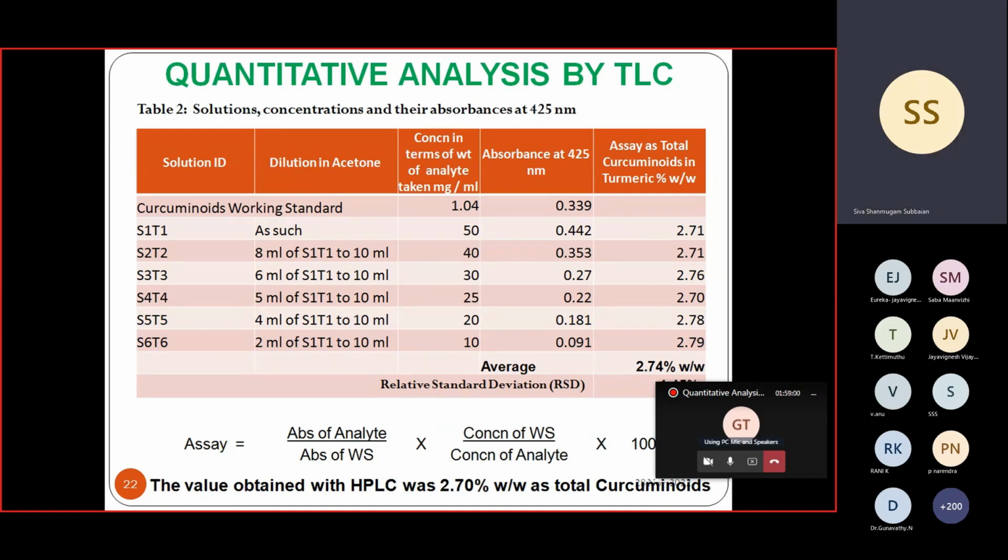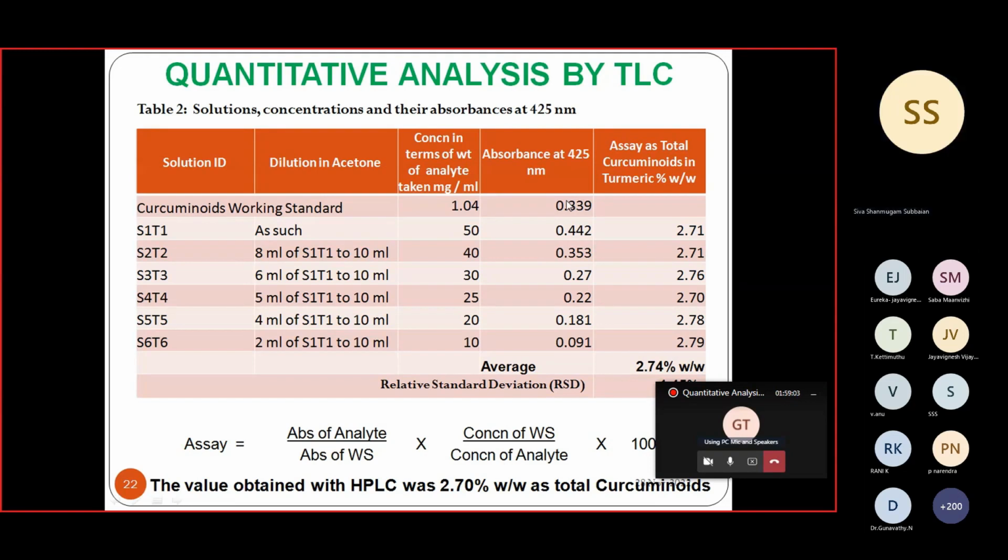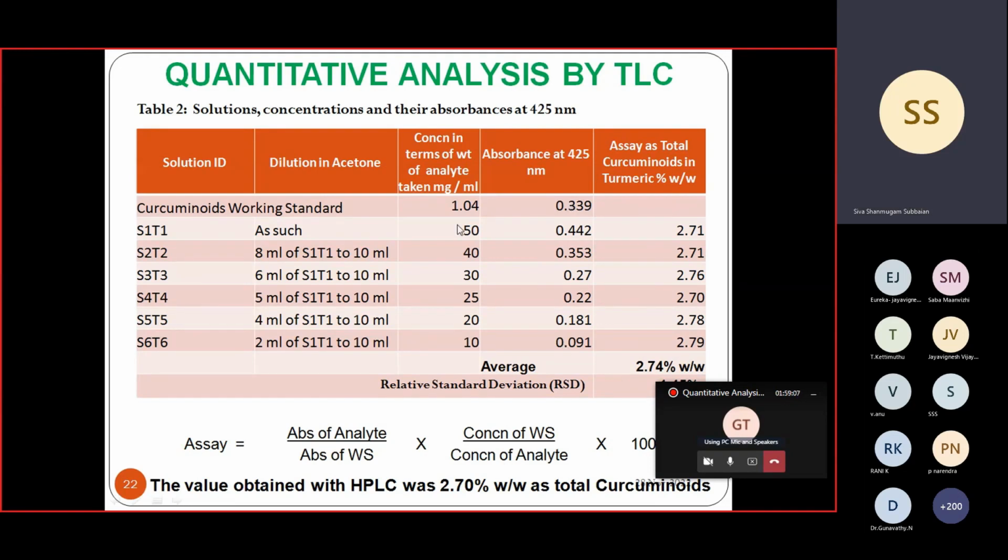Now I've taken the absorbance, which is tabulated here against the concentration of each of the solutions we have prepared, from 50 mg per ml to 10 mg per ml. We have 0.442 to 0.091 as the absorbance. Using these concentrations and absorbances, and comparing with the concentration and absorbance of the working standard, and applying the formula given at the bottom, we have calculated the total curcumin present in the sample, which is 2.71, 2.71, 2.76, 2.70. The same sample with different concentrations of solutions gives almost similar results.